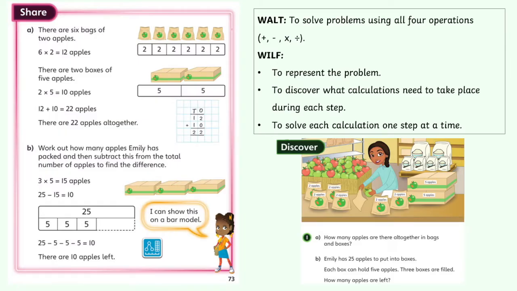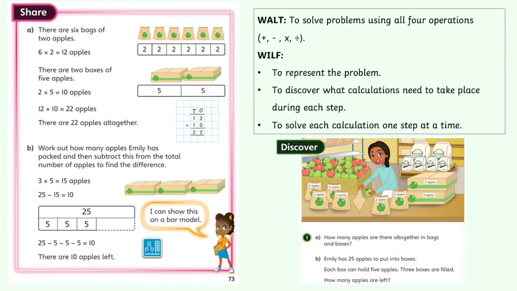Let's have a think about today's Walt and Wilfs and then share the answers. So our Walt today, to solve problems using all 4 operations. So that's addition, subtraction, multiplication and division. And our Wilfs, this is step by step how we can approach these problems today. Firstly, to represent the problem. Secondly, to discover what calculations need to take place during each step. And lastly, to solve each calculation one step at a time.